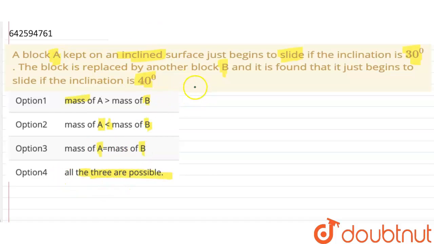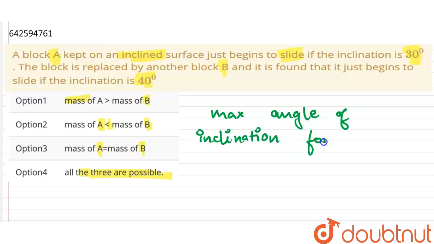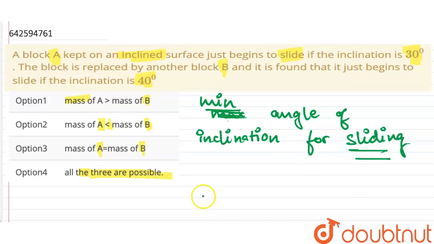So we know for sliding, the minimum angle of inclination at which the body starts to slide is given by the formula theta equals tan inverse mu. This is the minimum angle at which the body will start to slide.